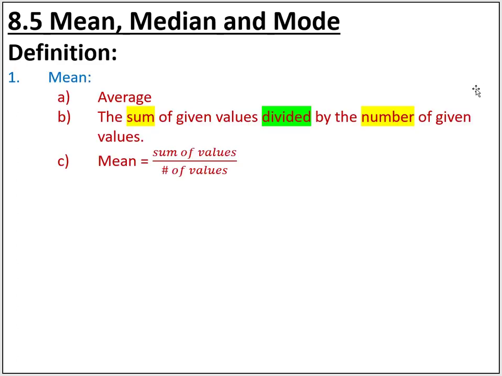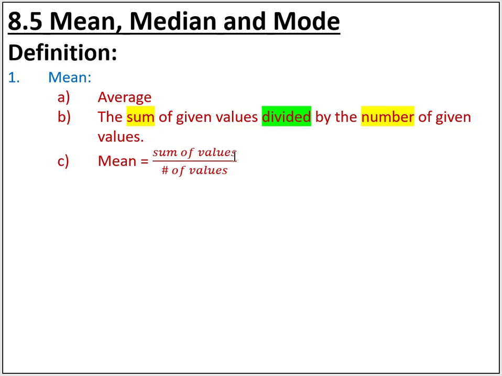Now, mean means average. So when you come across a question that asks you to find mean, it's talking about average. And vice versa. So if you have a question that asks you to find the average, that means you're looking for mean. Now, to find mean or average, you have to find the sum of given values divided by the number of given values.